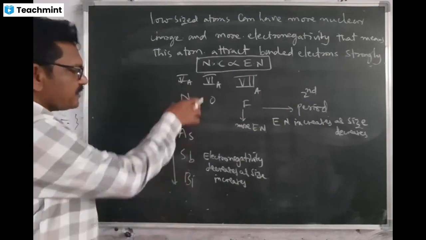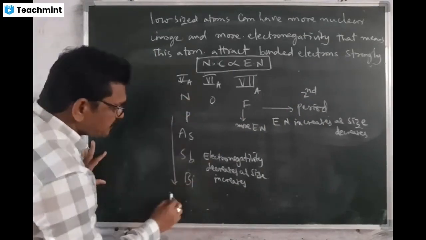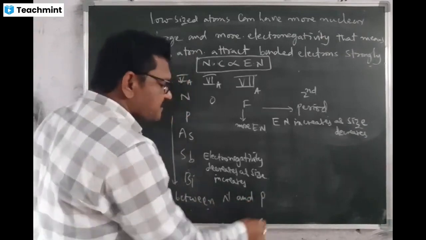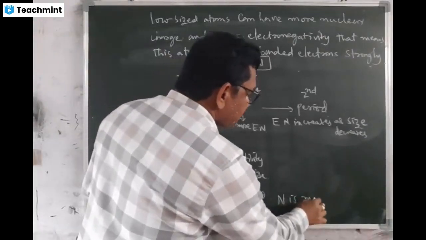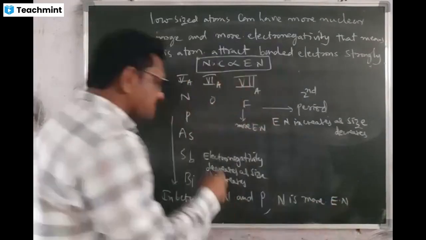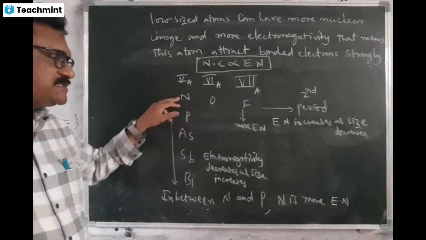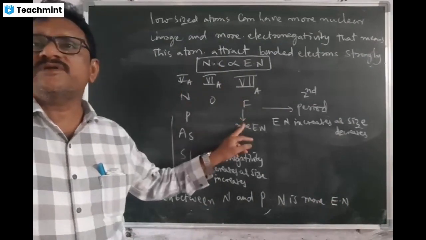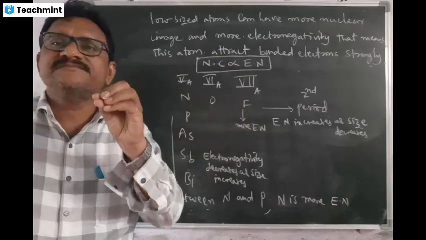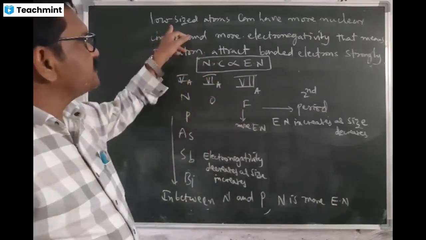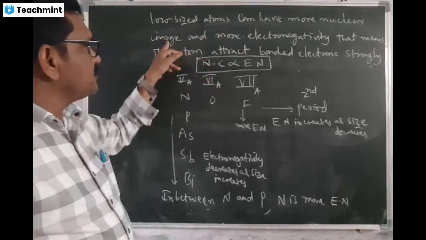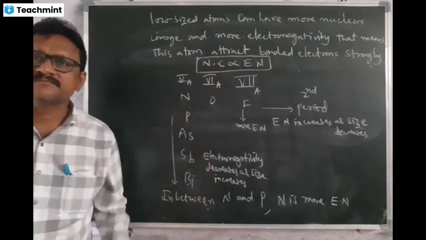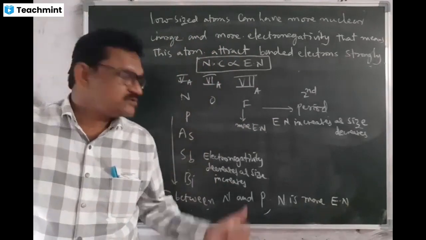Down the group, electronegativity decreases. So between nitrogen and phosphorus, nitrogen is more electronegative than phosphorus, because it is low size. But between nitrogen and fluorine, which is more electronegative? Fluorine, because it is low size. That means low-sized atoms can have more nuclear charge and more electronegativity. That means that atom can attract bonded electrons towards itself strongly. Clear? Did you understand this?